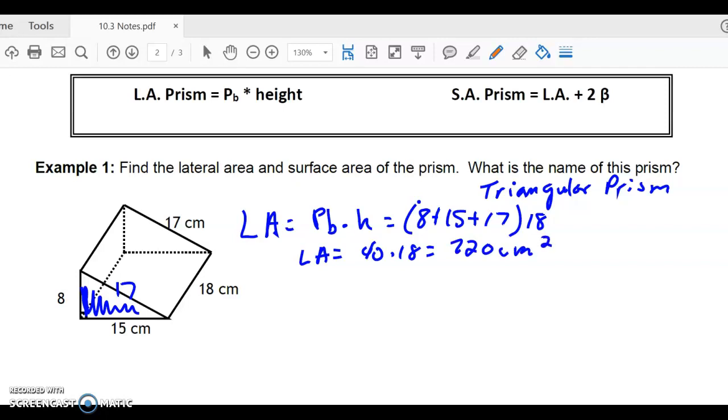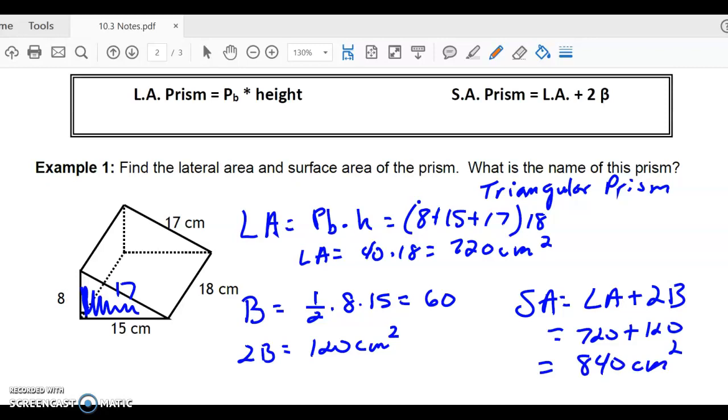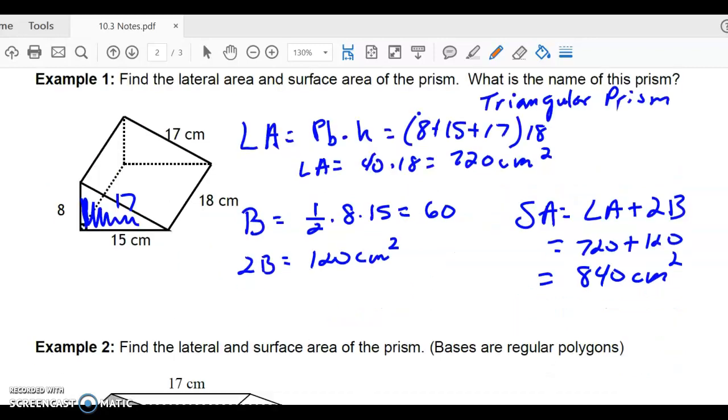The area of the base is equal to 1/2 times 8 times 15 because it's a triangle. And the area of the base is 60. So 2B would equal 120 square centimeters. So the surface area is the lateral area plus 2 times the base, which is 720 plus 120, for a grand total of 840 square centimeters. Now pause the video and try example 2 and 3, and then go ahead and continue and see what you do.